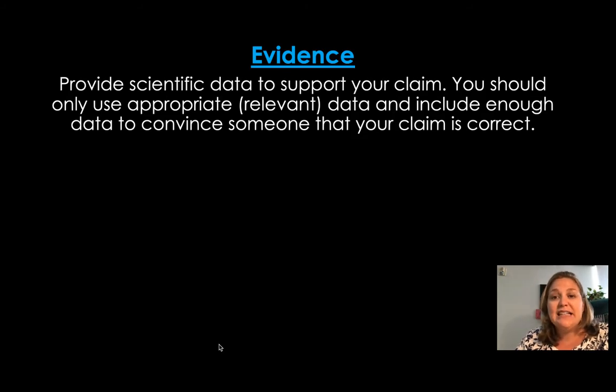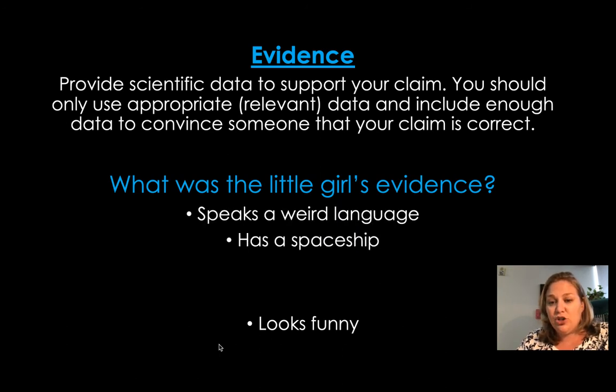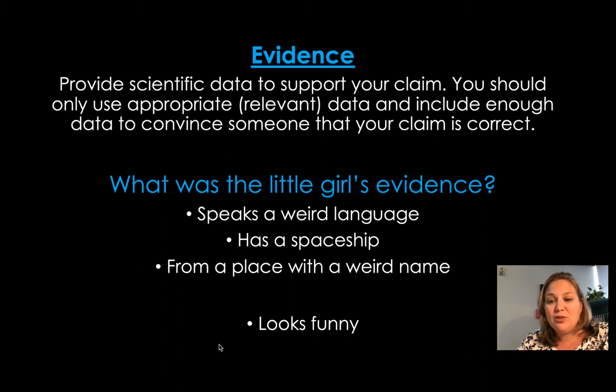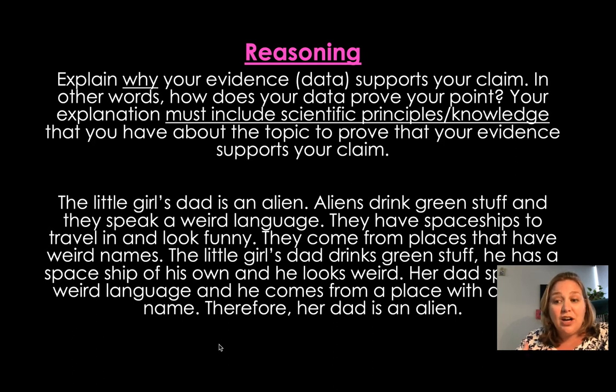That's my claim. My evidence, I need to provide data to support this claim. So what was her evidence? Because she came right out, her first words out of her mouth: I have evidence that proves my dad's a space alien. Well, he speaks a weird language. He has a spaceship. He's from a place with a weird name, Albuquerque. He drinks green stuff, and he looks funny, especially when he's got his bike riding gear on. So that's my evidence. But what's her reasoning? How does this prove our point? She doesn't actually do this in the commercial. So I've got to prove it now.